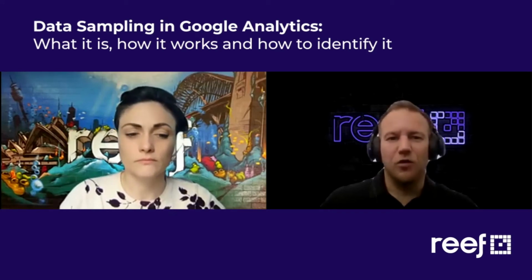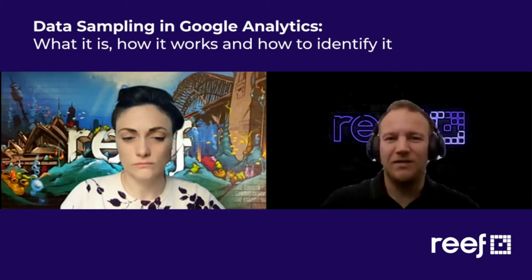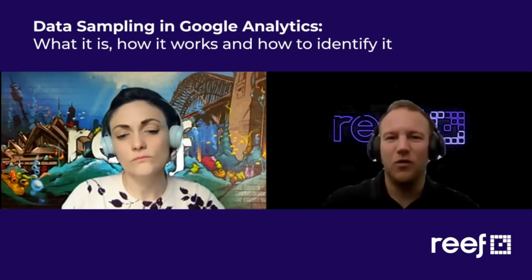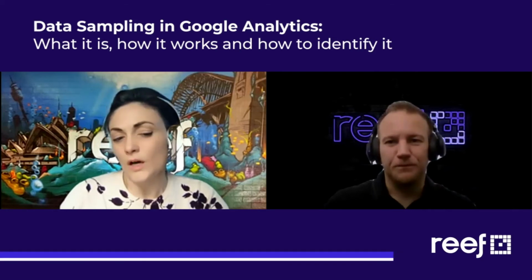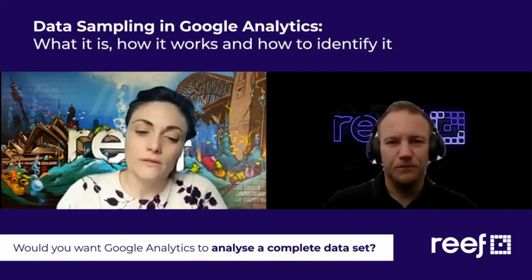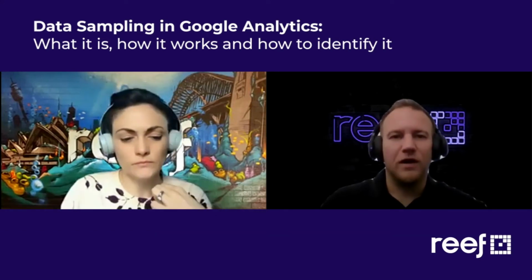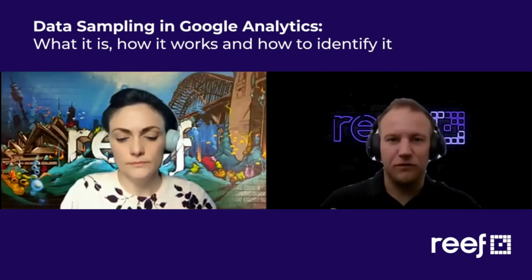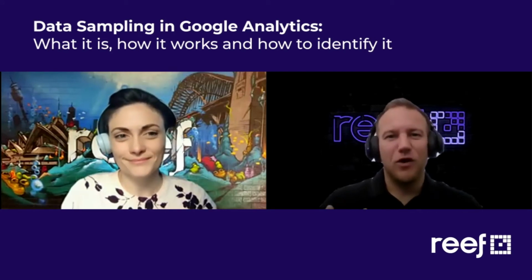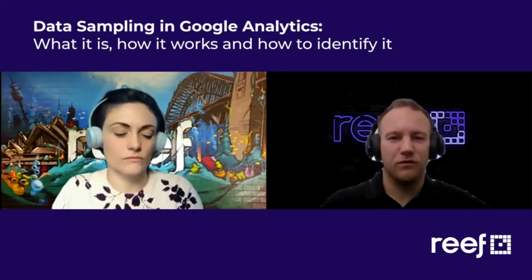Okay, cool. And so will reports be accurate? And how will you know when sample data has been used? I mean, ideally, you would want Google Analytics to analyze a complete data set every time that you run a query. Okay, so if I'm pulling reports and I'm looking at lots of data, how do I know whether GA is using sample data or not, and it's the full source?